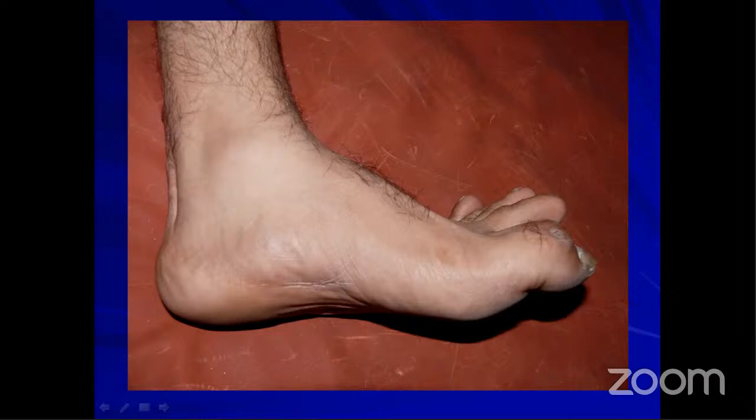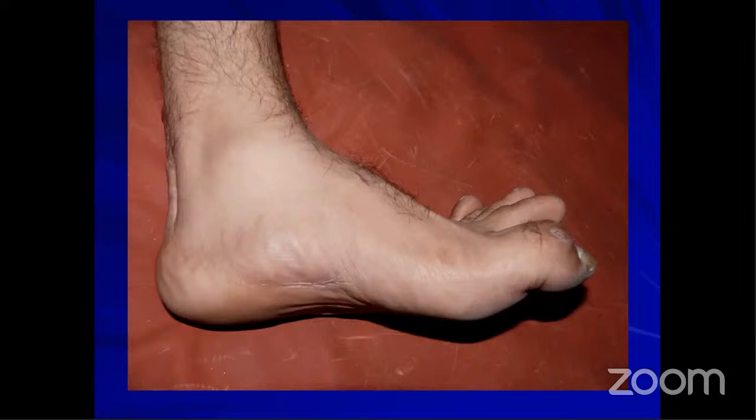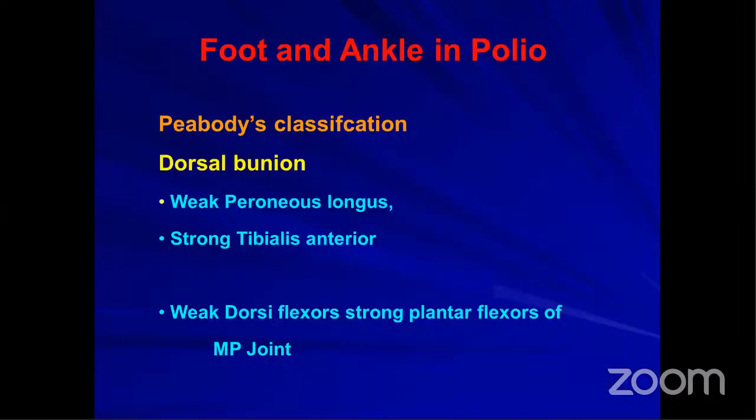But what we do in Jones transfer, there's a little difference between modified Jones and Jones. I'll come to it a little later. There's one deformity which we have, which is called a dorsal bunion. Now, dorsal bunion can happen from two conditions.